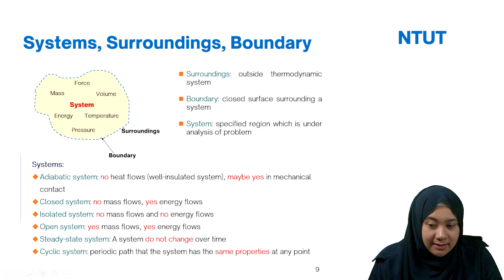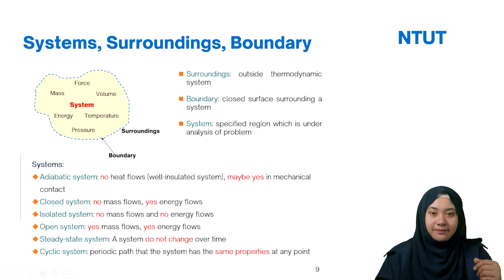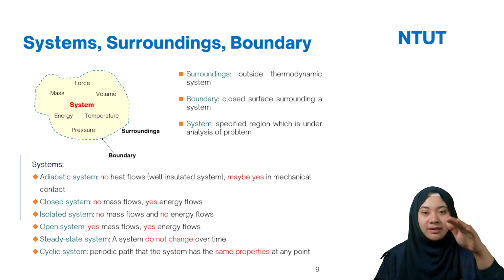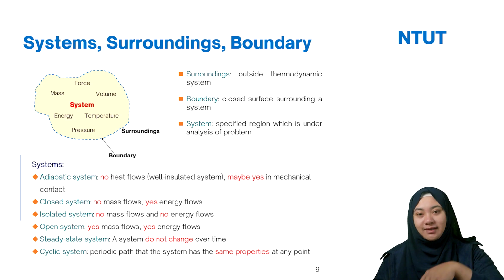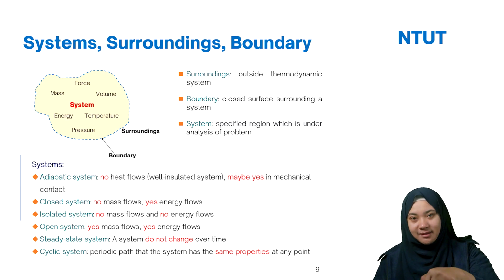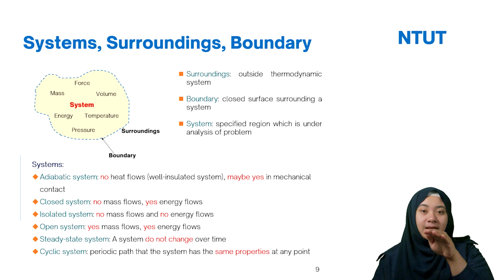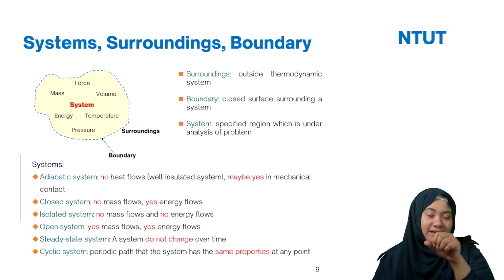And the closed system means no mass flow. You can imagine it's closed. You put water inside your bottle, it's full, you close it. So it means no mass flow, no mass goes inside your system. But for energy flow, we have energy in and energy out.